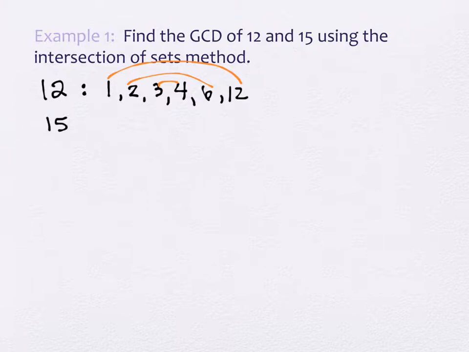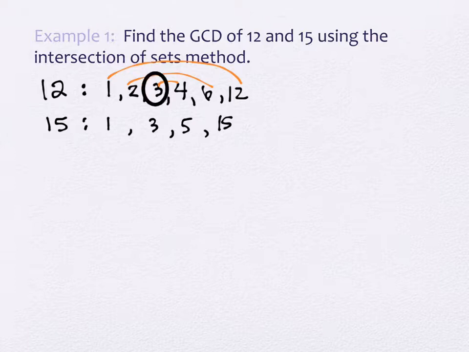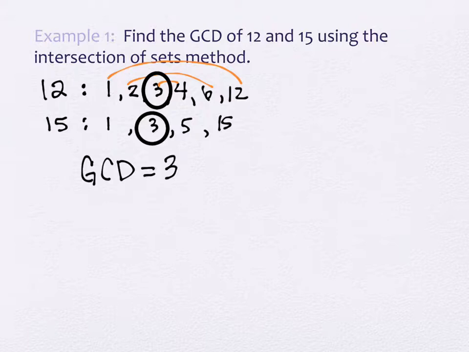The other one is 15. So we'll start with 1. If I think about it like I just said, I could put 1 and 15. And then what? 3 and 5. And actually that's it for this one. You're looking at these two lists of numbers and you're saying, what's the biggest number that both lists have? That answer would be 3. So the greatest common divisor is 3.